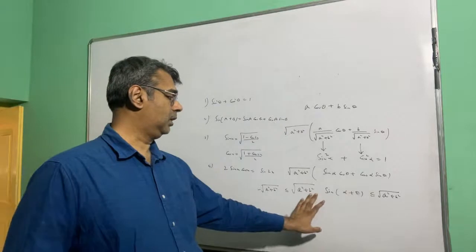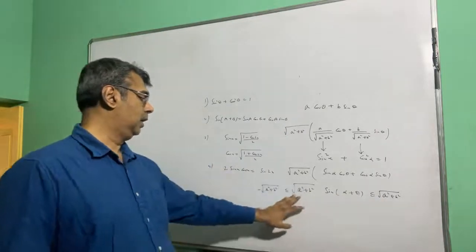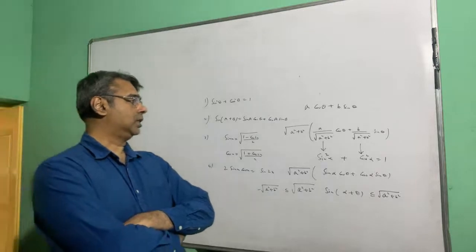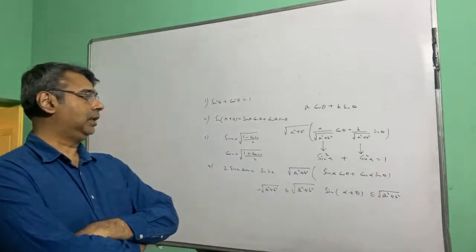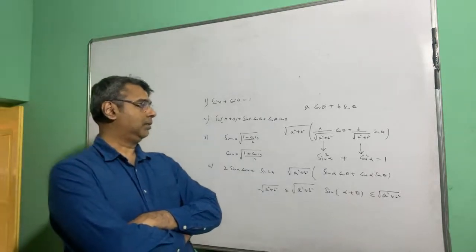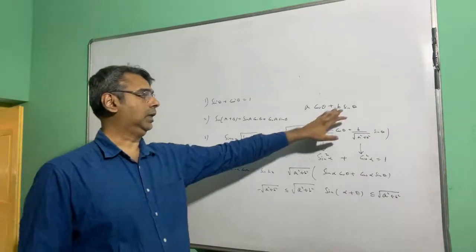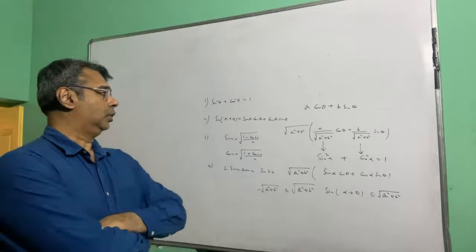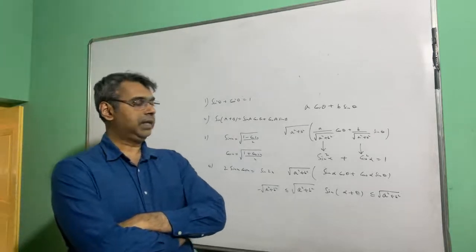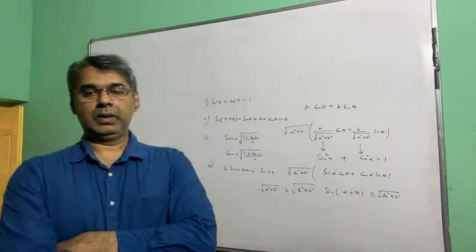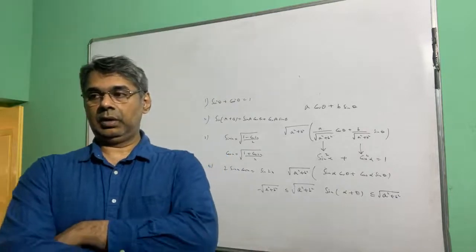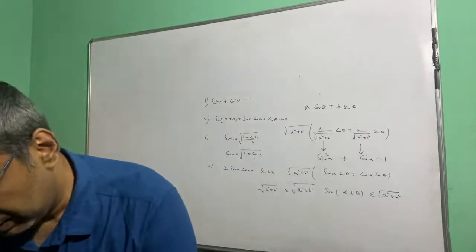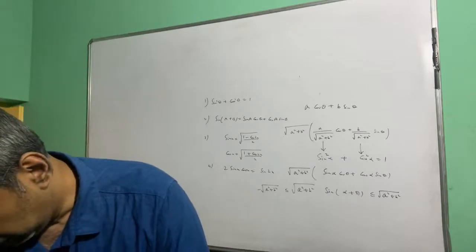So the maximum value of this is root a square plus b square, and the minimum value is minus root a square plus b square. This is how you can find the maximum and minimum value of a cos theta plus b sin theta. This is a very important category of sum, the maximum and minimum value of a linear combination of sine and cos.